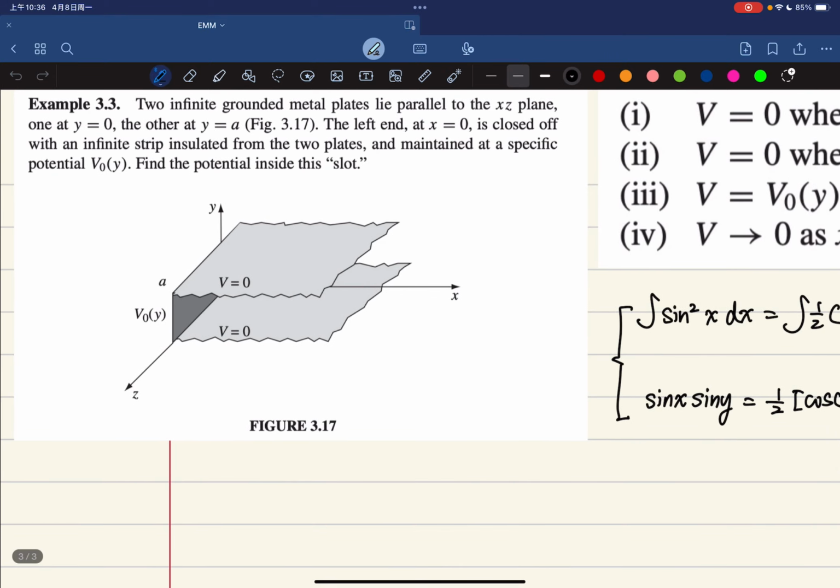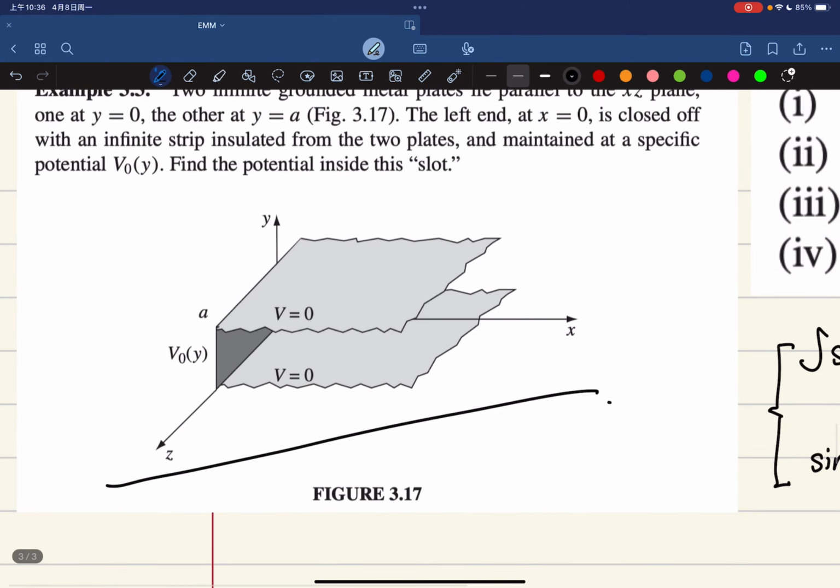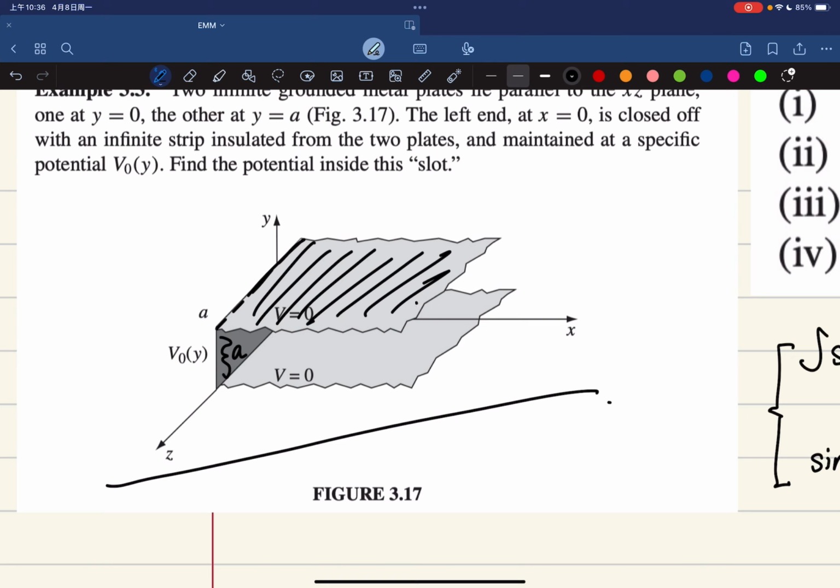For the setup of this question, we have this picture. Our first task is to figure out the boundary conditions. So how about the boundary conditions? We know that this is A. Let's look at this side. When y is equal to A, which is the shaded area, we can see that the potential is 0. And what about this side? When y is equal to 0, the potential is 0.